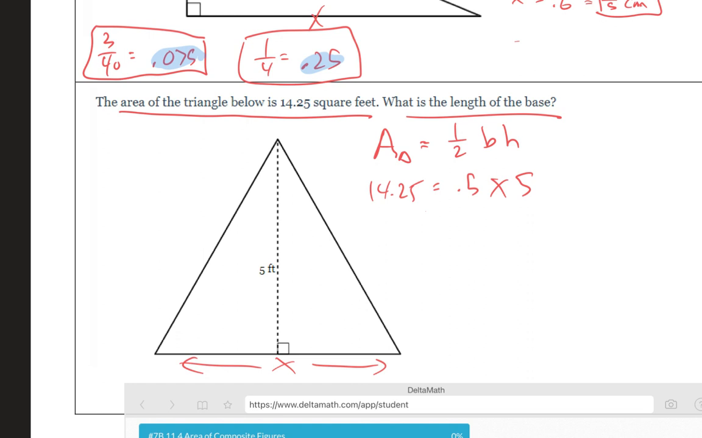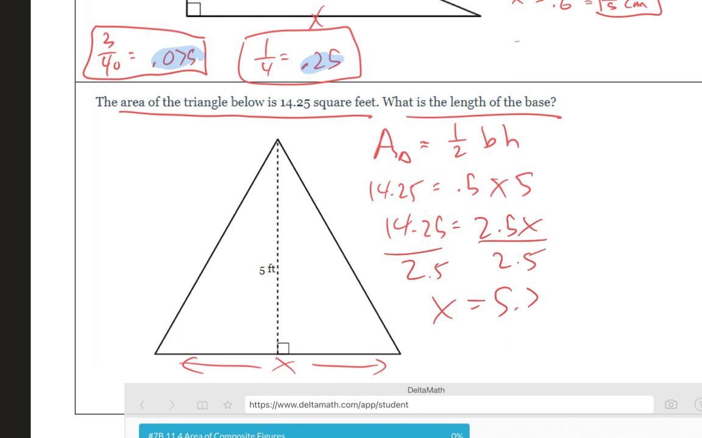Now let's just do the math. We bring down the left side, 14.25 equals 0.5 times 5. Before you put it in your calculator, half of 5 is 2.5, so we have 2.5x. Then we divide both sides by 2.5. So x is going to be equal to, what is that? I forgot to type that into my own calculator. Of course, that gives you 5.7.